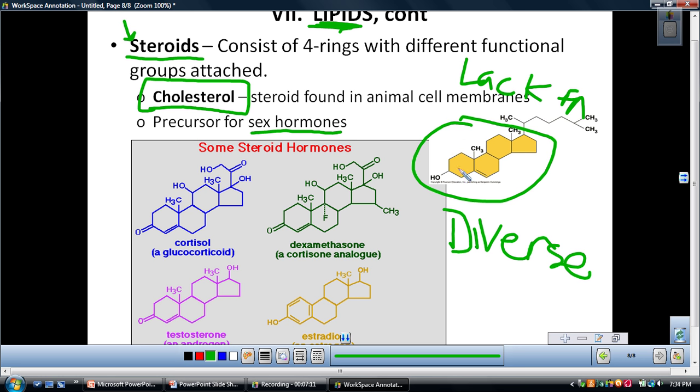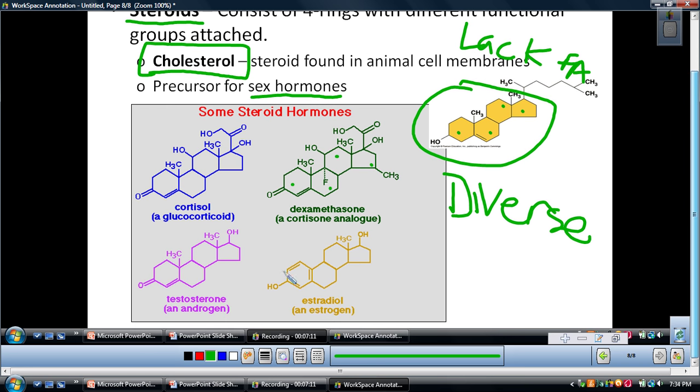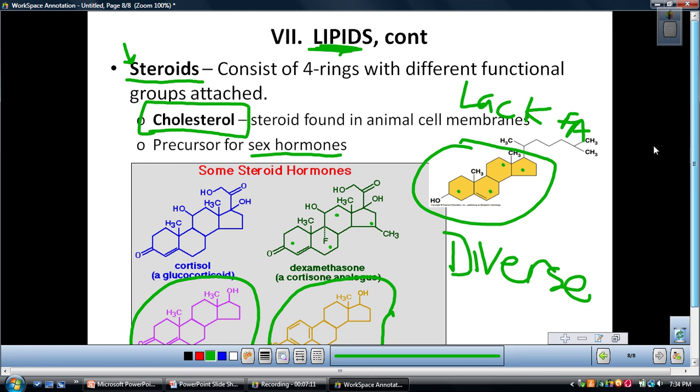In fact, what you have are 4 rings fused together. Each one of these has 1, 2, 3, 4 rings that are fused together with various functional groups attached to the outside. That gives them different properties and different things that they do, different functions. So here's the common one that you guys are aware of in women. It's called estradiol. It's an estrogen. And then here's the testosterone, which is an androgen. So there's the male and female sex hormones that you guys know so well. So don't forget about those being steroids.